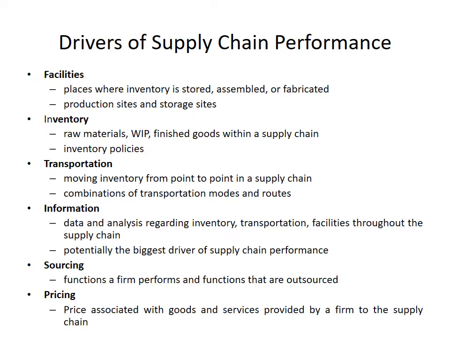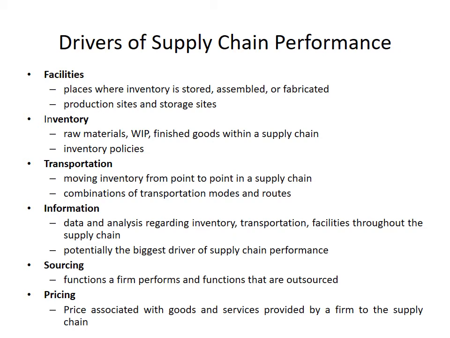And the next driver is transportation. Transportation entails moving inventory from point to point in the supply chain. Transportation can take the form of many combinations of modes and routes, each with its own performance characteristics. The next driver is information. Information consists of data and analysis concerning facilities, inventory, transportation, cost, prices, and customers throughout the supply chain.